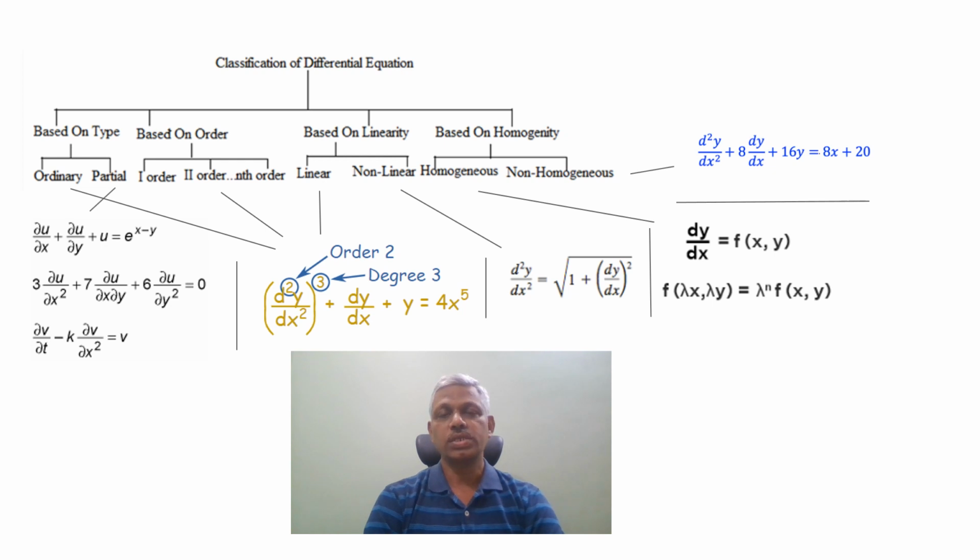And homogeneous equation. When the differential equation is of the form dy by dx is equal to f of x comma y, and if I substitute lambda x comma lambda y in place of x and y, and I can take lambda out, lambda power n into f of x comma y, then it becomes homogeneous. If it is not possible, it becomes a non-homogeneous differential equation.